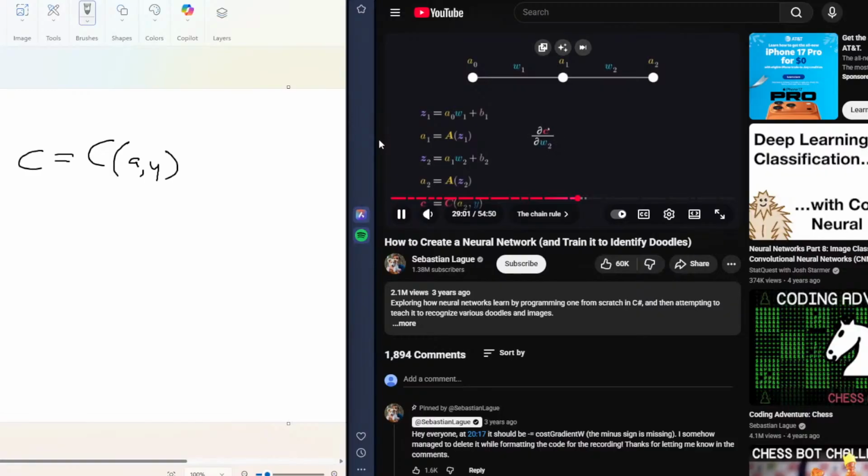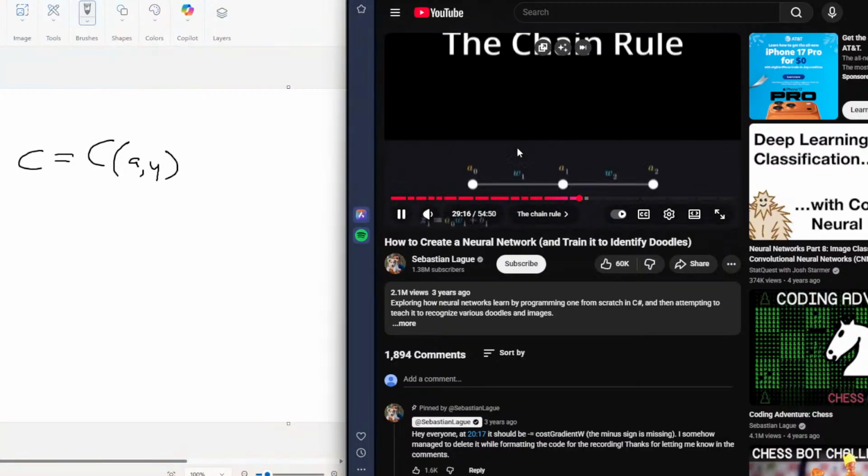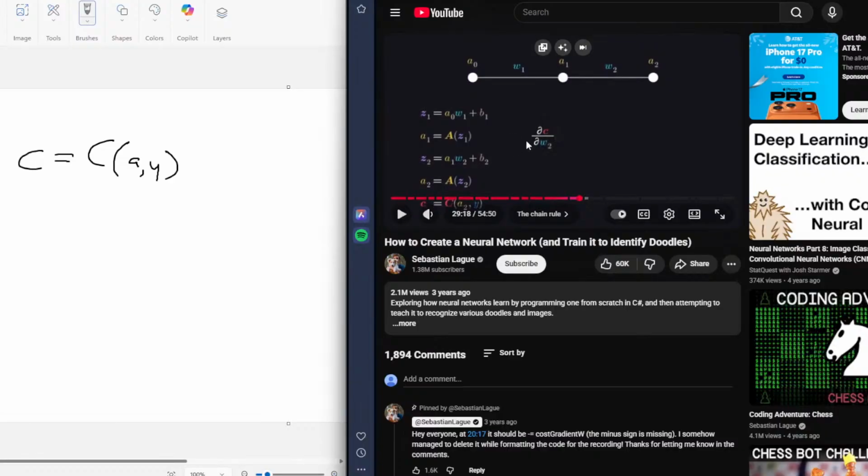Anyway, this might look a bit confusing to calculate because we're trying to figure out how W2 affects the cost, but it isn't one of the cost function's inputs. So to unravel this mystery, there's one final calculus concept for us to contemplate today: the chain rule. That will be a great stopping point.